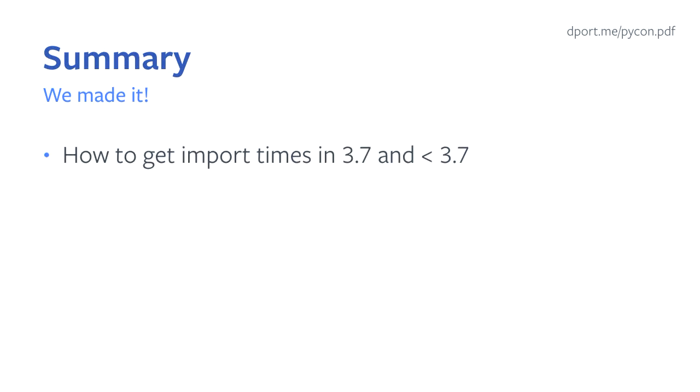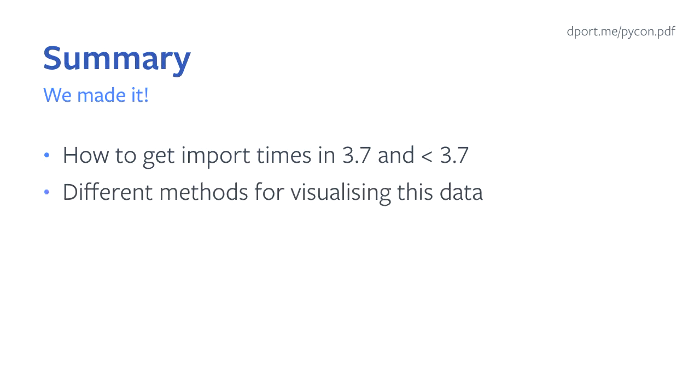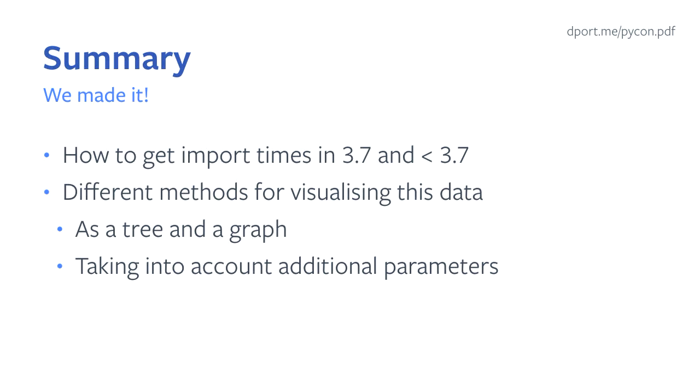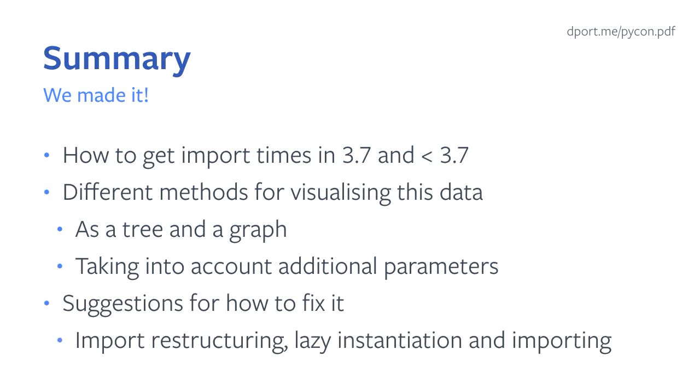So yeah, we made it. That's all of the stuff we had to talk about. We talked about how to get import times in 3.7 and below, different methods of visualizing the data in terms of a tree and a graph, different ways to try and define what is a good module to target, and then some suggestions for how to fix it, such as lazy instantiation, lazy importing, that kind of thing.